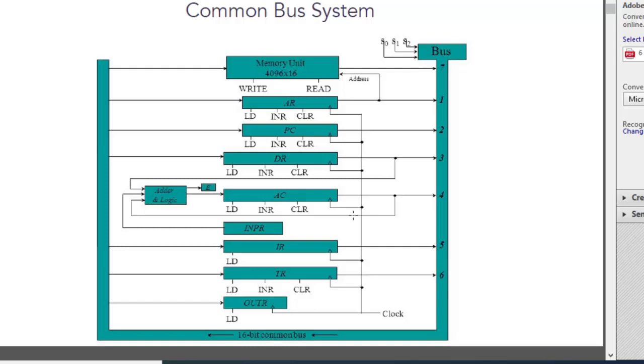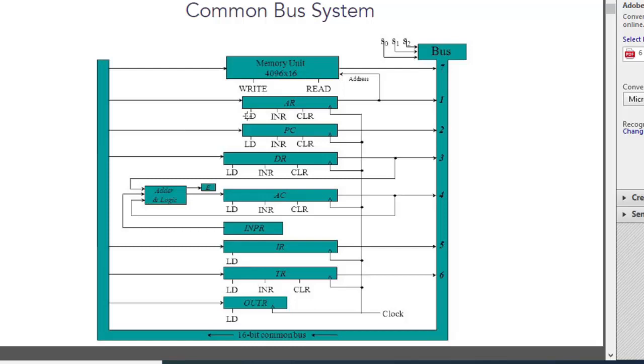The 16 lines of the common bus receive information from 6 registers and the memory unit. You can see this in the diagram. The bus lines are connected to the inputs of 6 registers and the memory. 5 registers have 3 control inputs.